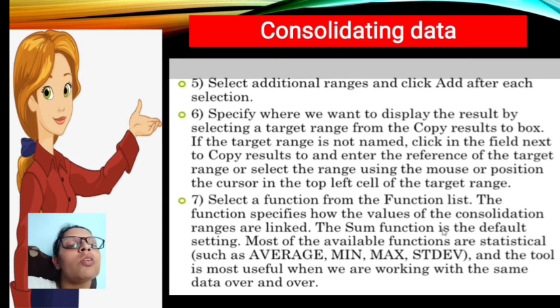Okay, now select the function from the Function list. You know there is a function. Function means a combination of formulas. Whichever formula you want to enter on your worksheet, you select from that function option. The function specifies how the values of the consolidated ranges are linked.